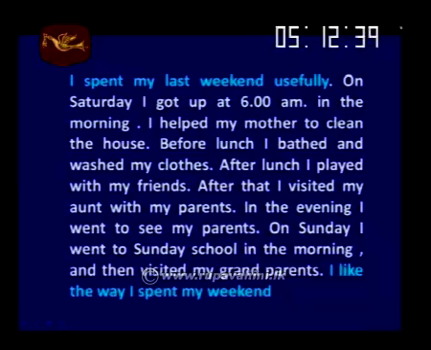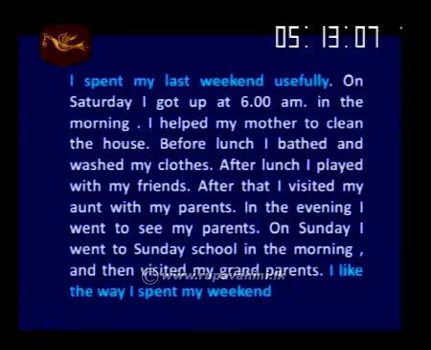Before lunch, I bathed and washed my clothes. After lunch, I played with my friends. After that, I visited my aunt with my parents. In the evening, I went to see my parents. On Sunday, I went to Sunday school in the morning and then visited my grandparents. I liked the way I spent my weekend.